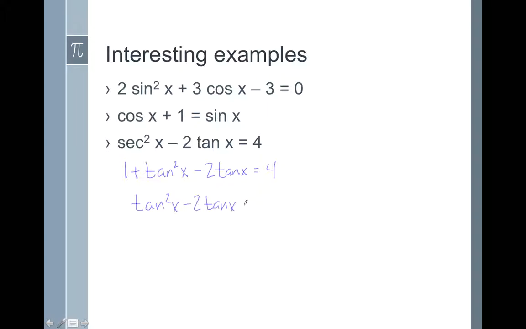I'm going to subtract 4 from both sides. I get tangent squared x minus 2 tangent x minus 3 equals 0. Luckily, this one is factorable.